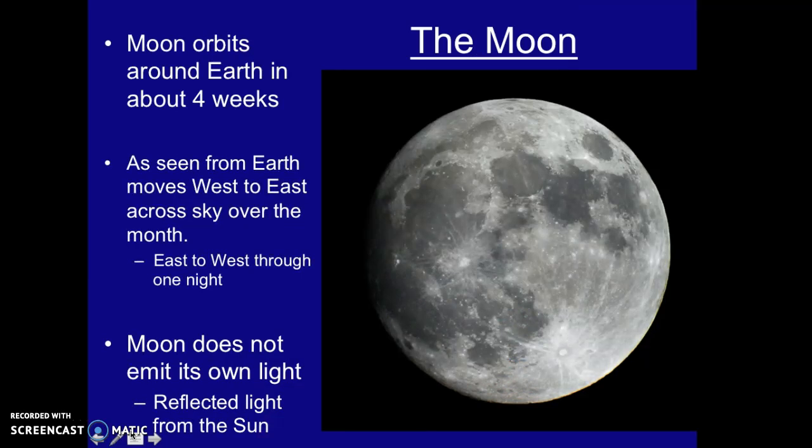So let's start with the moon. Just some basics about the moon. Our moon is orbiting around our Earth. The moon rotates on its axis and it orbits the Earth. It takes about 4 weeks to orbit our Earth, or about 29 days.